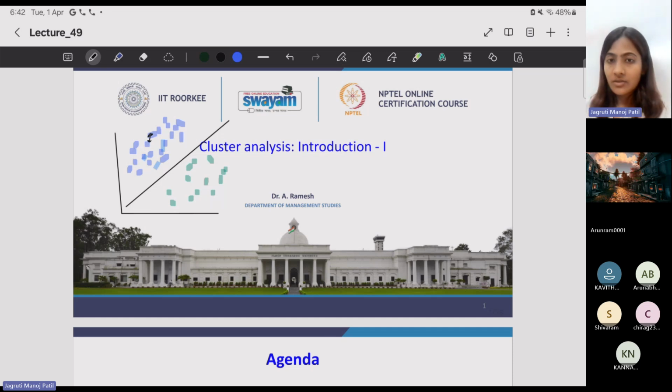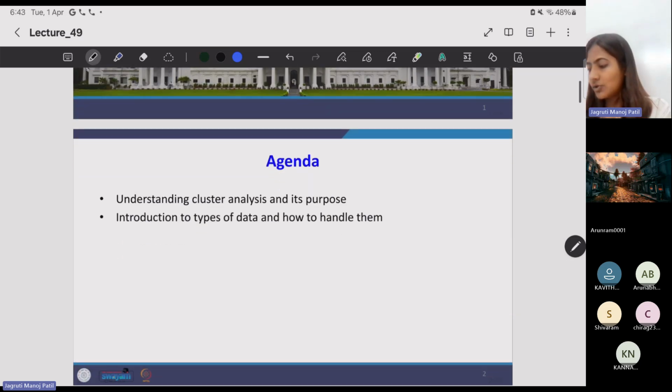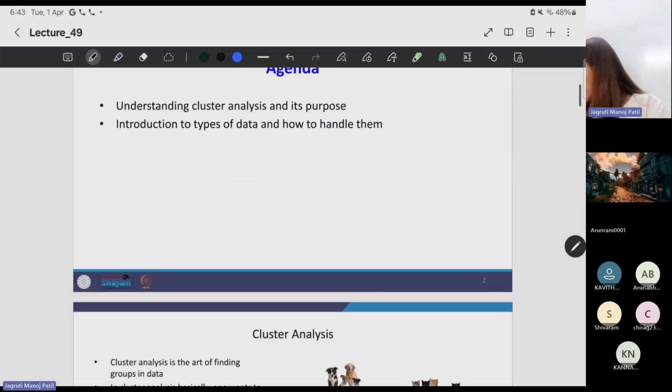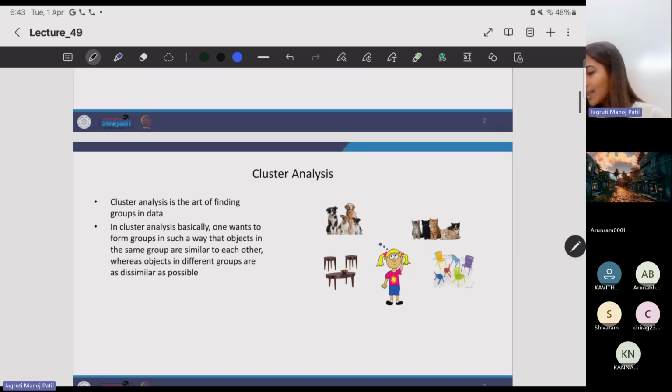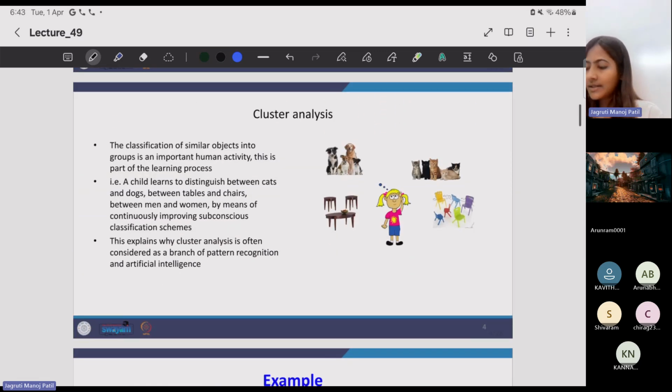But if it's not based on some colors, it can be something based on a dependent variable. It would be something based on an independent variable and a dependent variable, right? So let's say this is your y and this is your x, your independent variable versus your dependent variable. So those can be based on those particular variables also. Now here we just want to see the cluster analysis and different types of data and how to handle them. Okay. So same thing, how do you see and how do you recognize, how a child recognizes them?